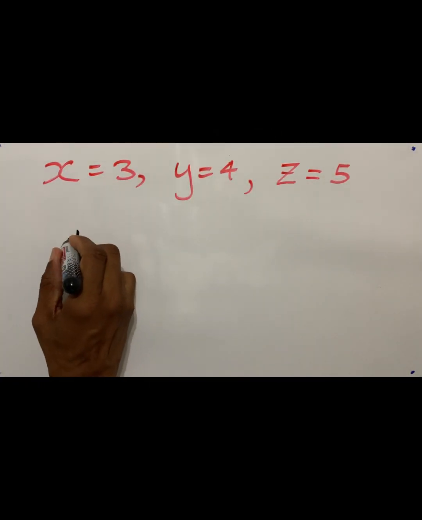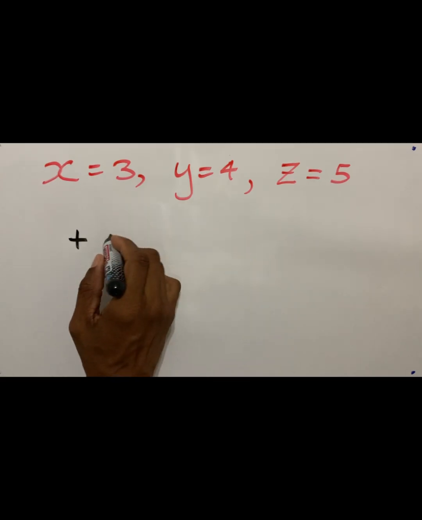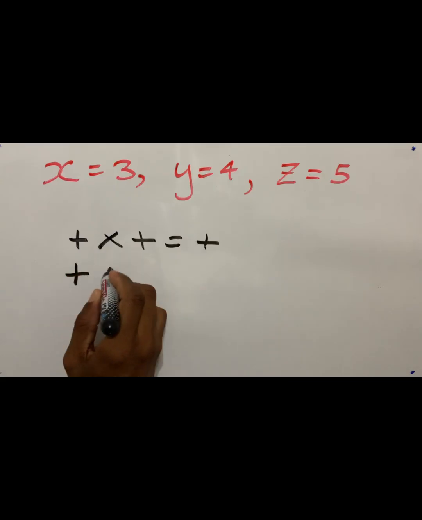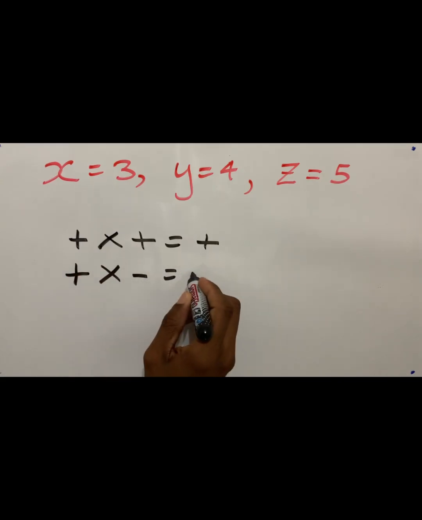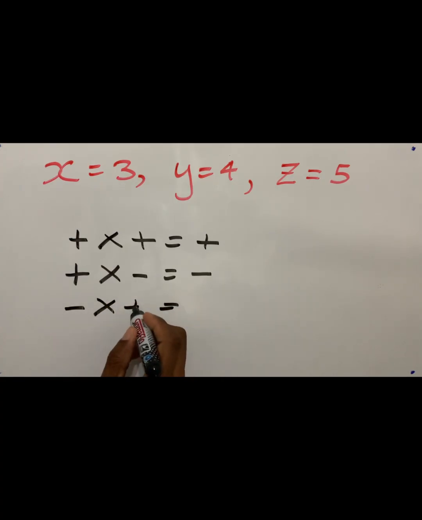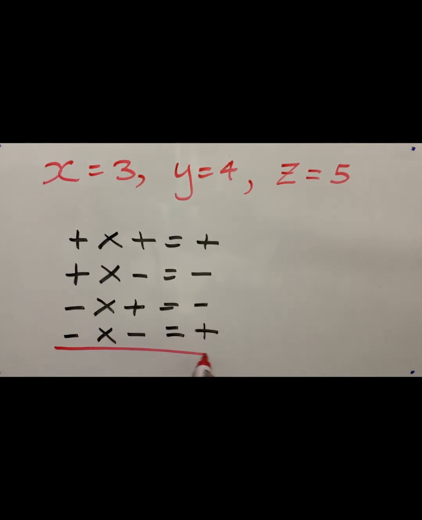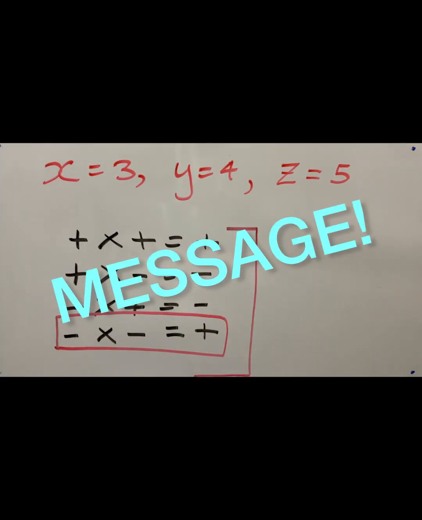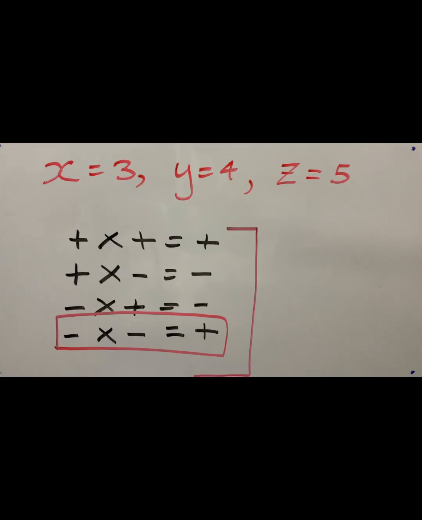If we have a positive number or letter times a positive, this is equal to a positive. A positive times a negative is equal to a negative. A negative times a positive is equal to a negative. Look at this now carefully. A negative quantity times a negative quantity is equal to a positive quantity. Please remember this. And all of these rules right here, the same thing governs division.